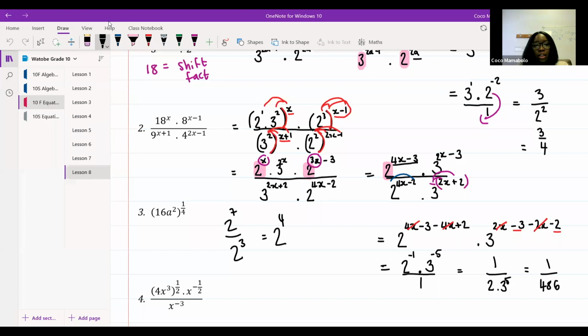Excellent. All right, guys, let's look at some of these rational exponents. Madikiza, we need to remember the rules. They're very important.